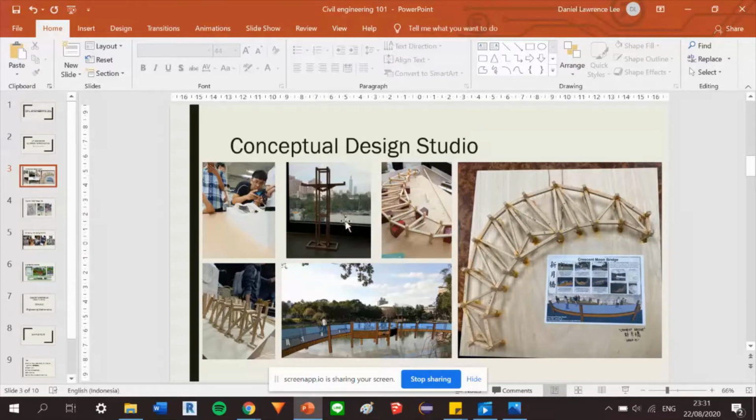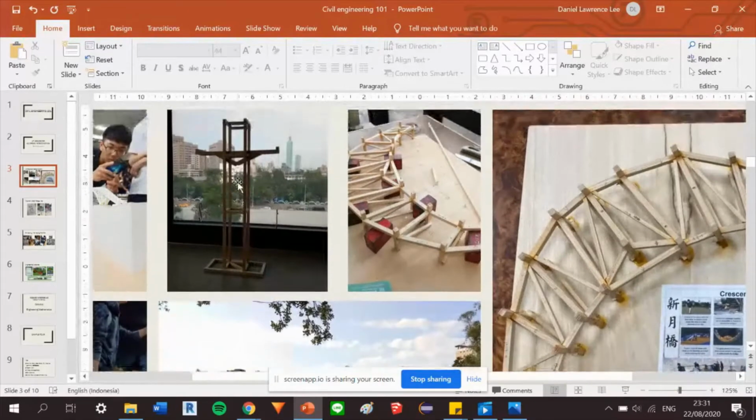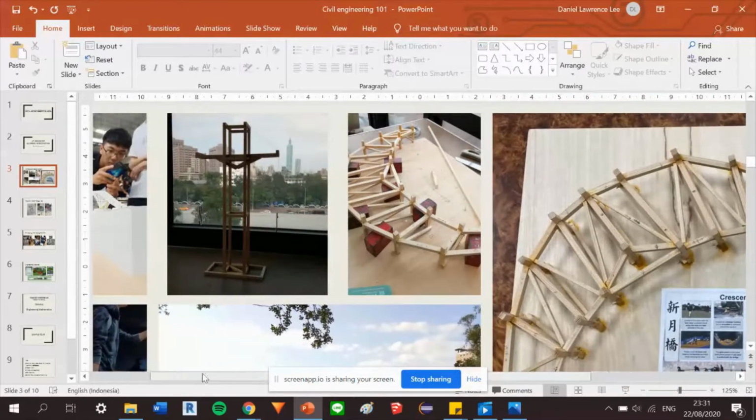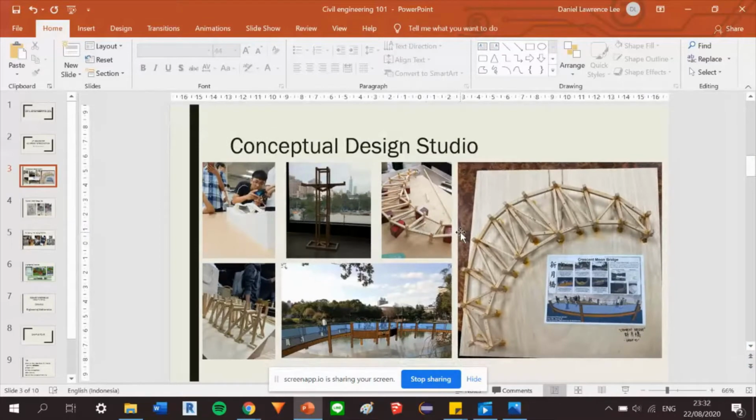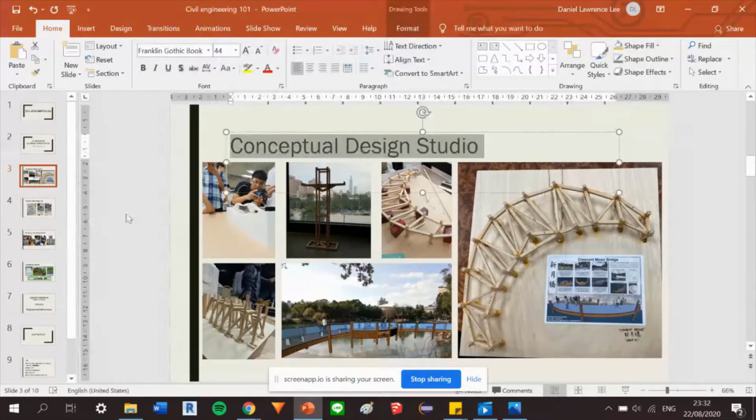And besides that, you will also be making a crane like this and also a smaller version of a bridge. But yeah, every year there's always something new to make. So it depends. And this is in the first semester.